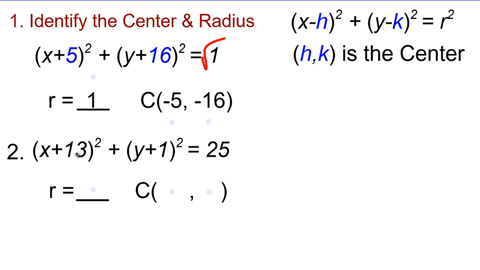All right, number 2. Look at these two values here and take the opposite sign of them. So our h in this case is going to be a negative 13, and our k is going to be a negative 1. And then we take the square root of this value, which is 25. Square root of 25 is going to be 5. So remember, this is the r squared, not r. So to find the radius, we simply take the square root of it, and the square root of 25 is 5. And your solutions are on the side. You can cross those out as you go.